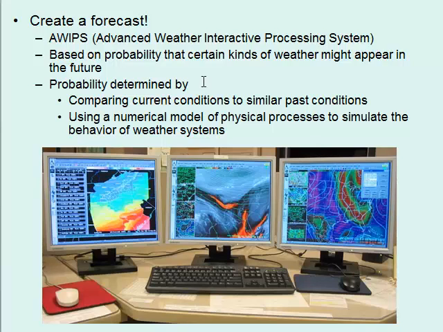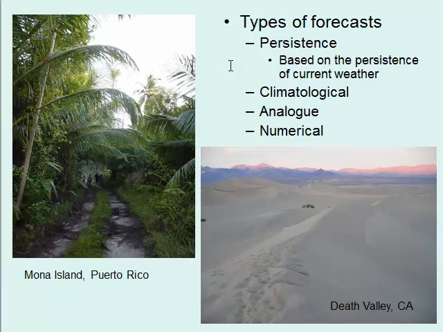And then they can run their models using these different scenarios, and also putting different data in to come up with a couple different ideas as to what might happen. So some of the forecasts that can be completed and used are persistence forecasts. So this is based on the persistence of current weather. So maybe that can have a lot to do with climate. So places like Death Valley, California, pretty dry. It's dry, very low cloud cover, very little precipitation for most of the year.